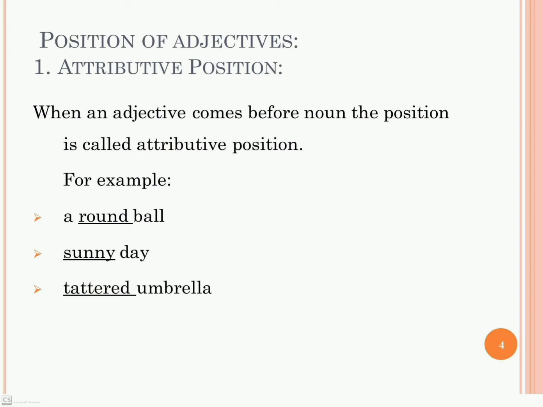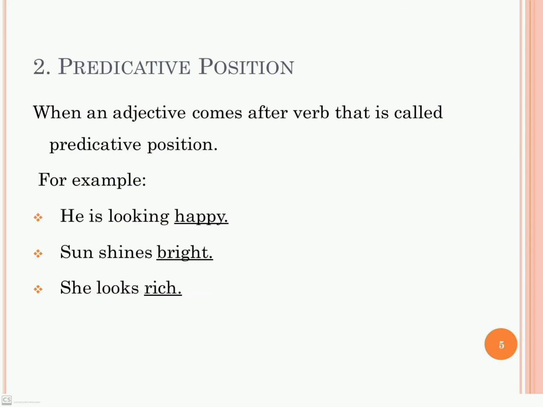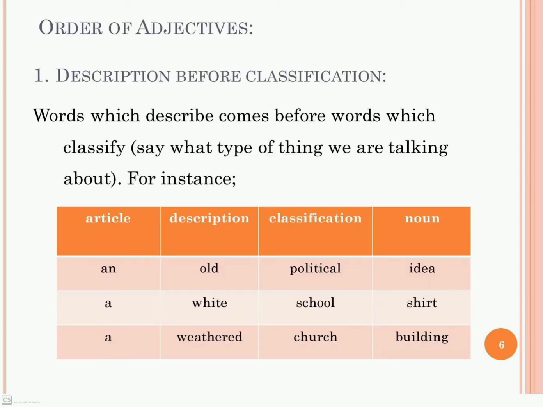A question might arise in your mind: where to place adjectives? So here I am going to discuss the position of adjectives. There are two positions of adjectives. Number one, attributive position, and second one, predictive position. In attributive position, the adjective comes before the noun. For example, a round ball, sunny day, or tattered umbrella. On the other hand, in predictive position, the adjective comes after the verb. For example, he is looking happy, or sun shines bright, or maybe she looks rich. These all are examples of predictive position.